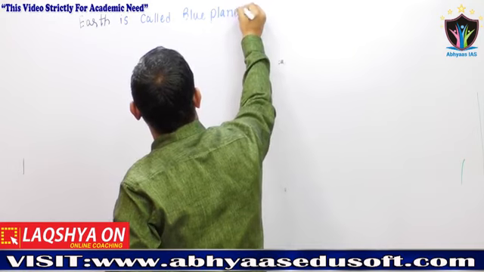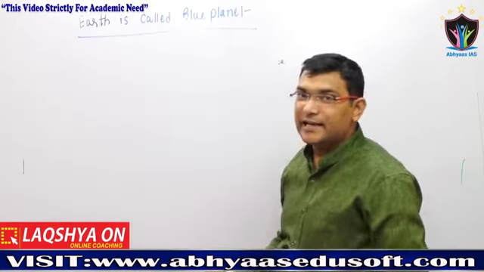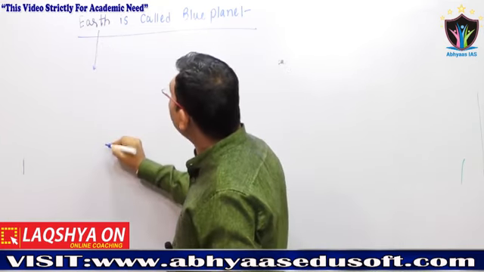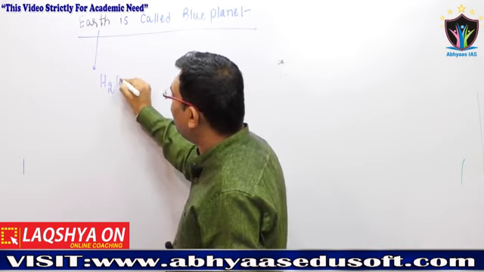Why is the Earth called the blue planet? Because of the presence of water. Earth is called the blue planet because of the presence of water. Very good.